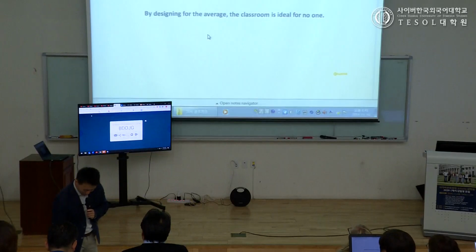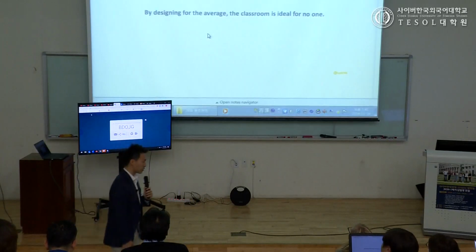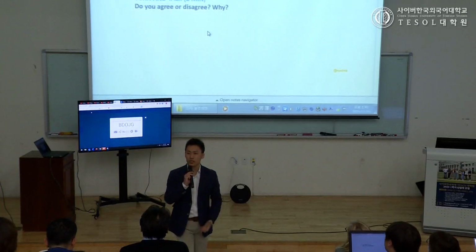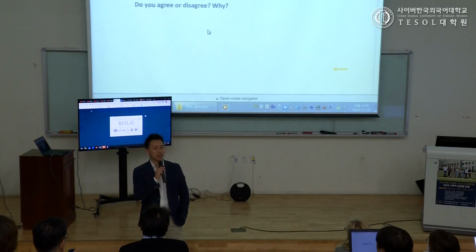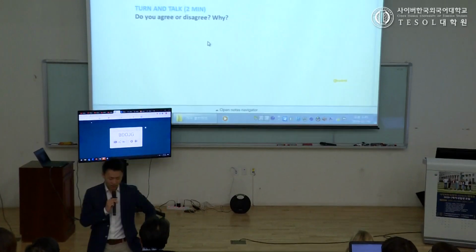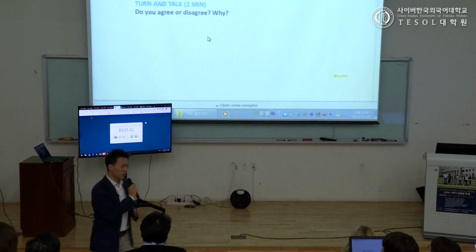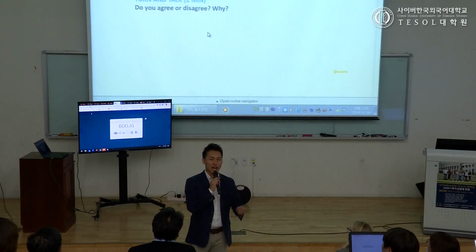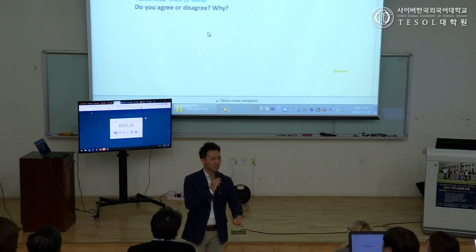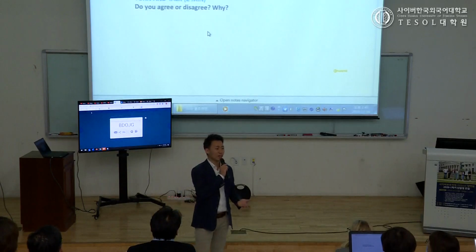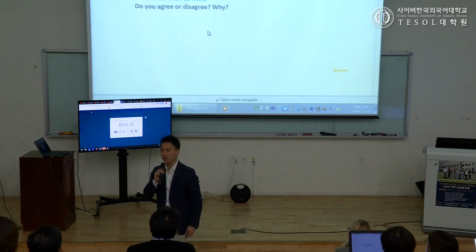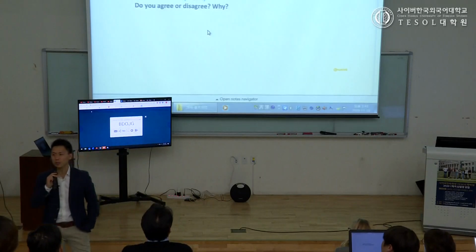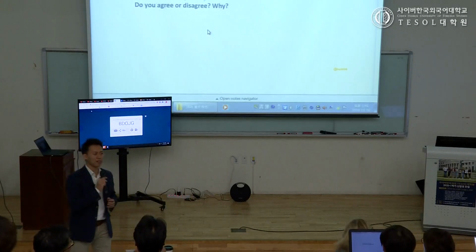So I wanted to ask you this question, and you can talk with the people next to you again. I'm curious if you agree or disagree with Todd Rose's argument. If you design a classroom for the average, the classroom is not good for anybody. Do you agree or disagree? Take 2 minutes to turn to someone next to you and have a conversation about that.